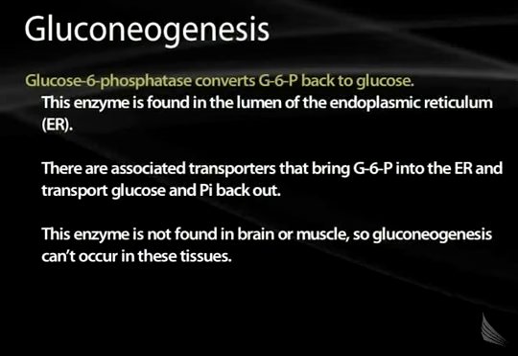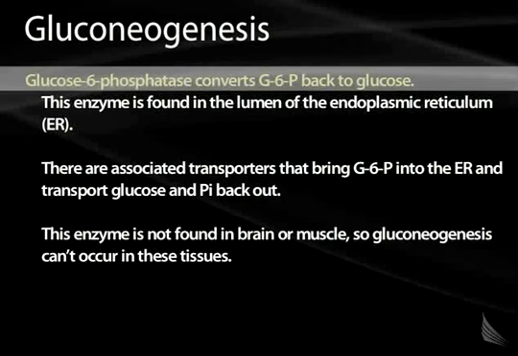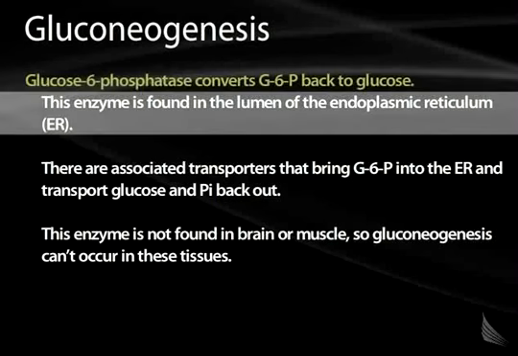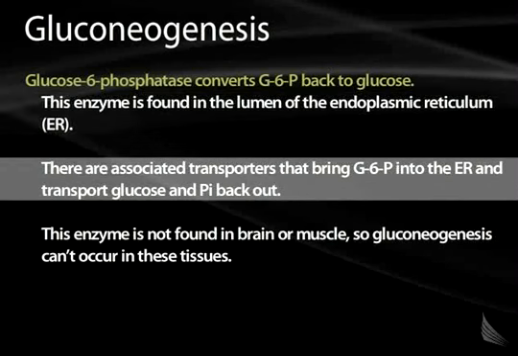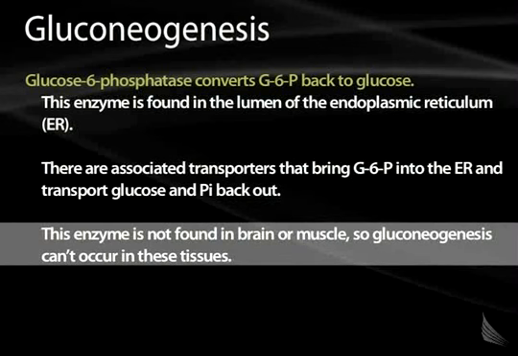Now, the reversal of this step in gluconeogenesis is glucose 6-phosphatase, converting glucose 6-phosphate back to glucose. Now, this enzyme is found in the lumen of the endoplasmic reticulum, and there are transporters that bring glucose 6-phosphate into the endoplasmic reticulum and transport glucose and inorganic phosphate back out. And this will be an important feature later on that we'll discuss. This enzyme is not found in the brain or the muscle. And so what that means is that gluconeogenesis cannot occur in these tissues. In fact, the most common site of this enzyme is in the liver, which is the major organ for gluconeogenesis in the body.